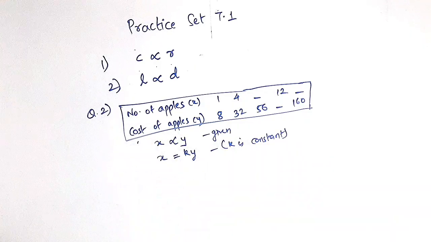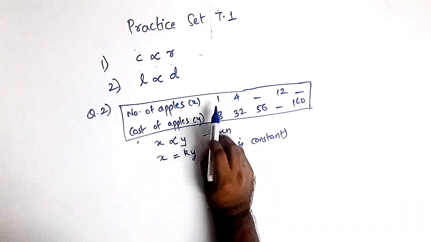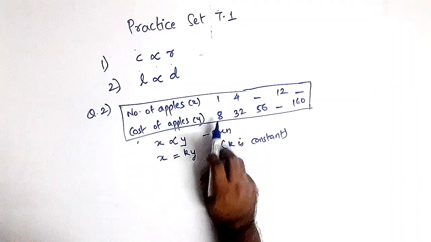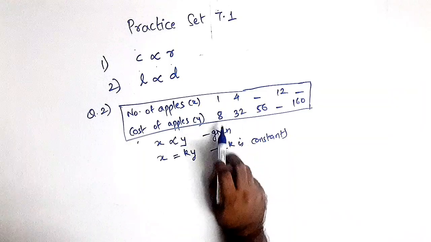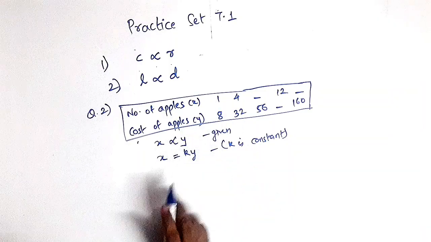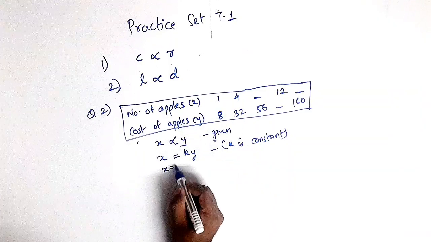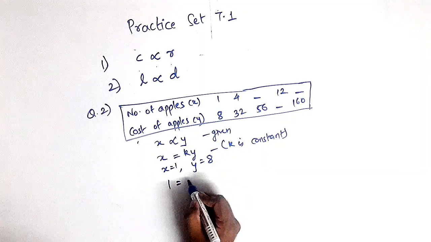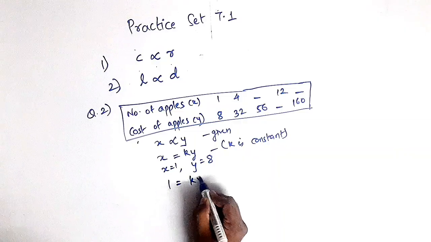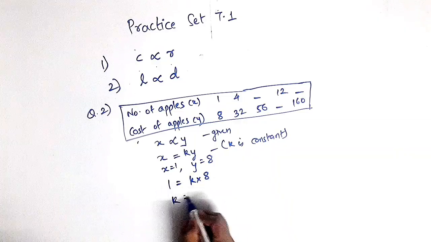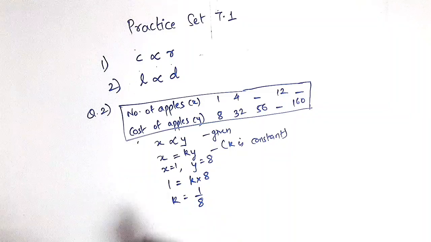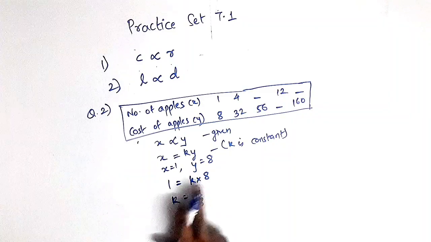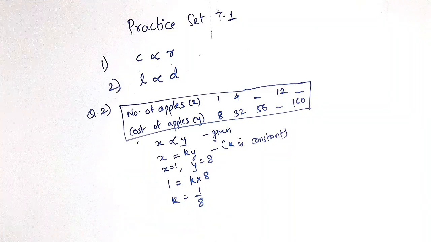We take it as constant because if you see 1, 8, 4, 32, this is going 8 times. So this will be constant. So we'll take X is equal to 1, Y is equal to 8. So I'll write 1 is equal to K into 8. So K is equal to 1 upon 8. K we got 1 upon 8.